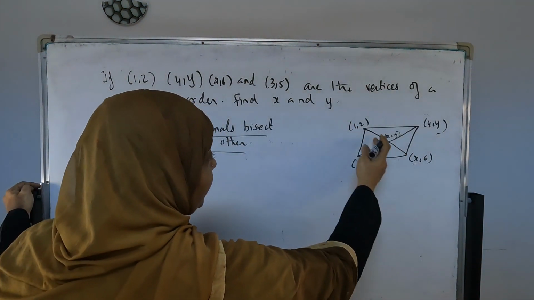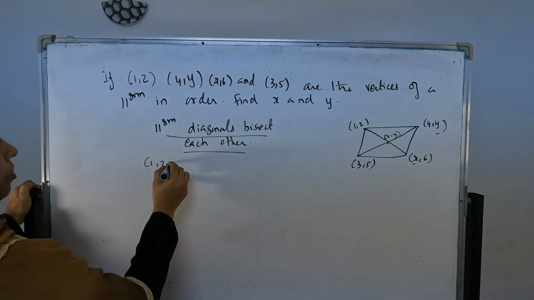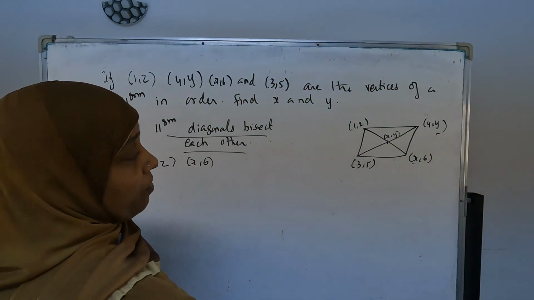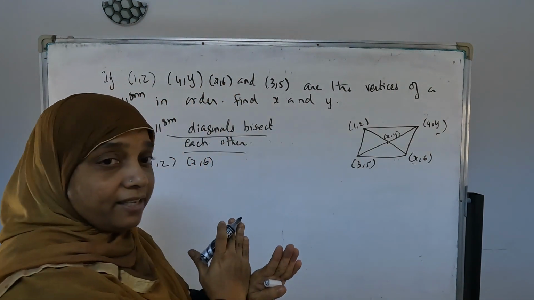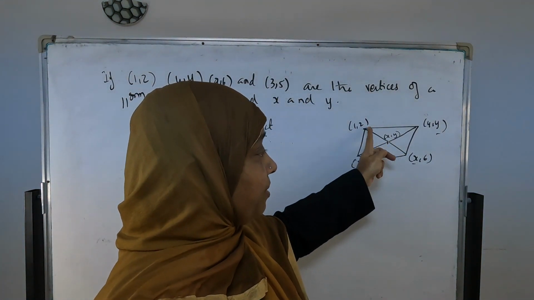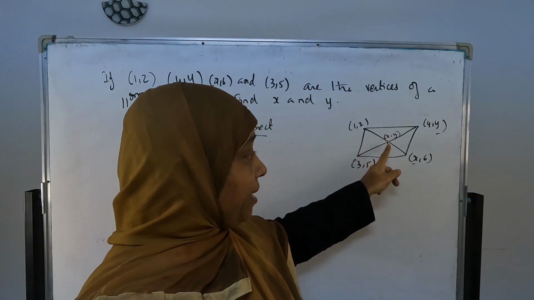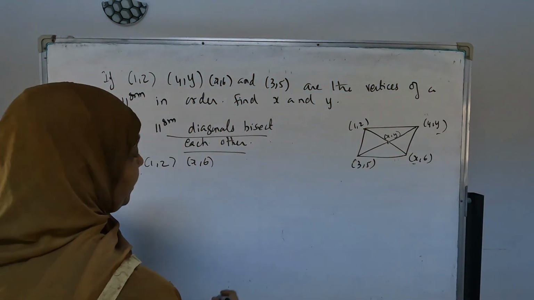A, B, opposite sides only we have to take, then this. That means 1, 2 and x, 6. What are you going to use? Midpoint formula only. Why the midpoint formula? These diagonals are bisecting each other at a point. This point is equidistant, that means midpoint to each other. So bisecting means midpoint only. So we are taking the midpoint formula.